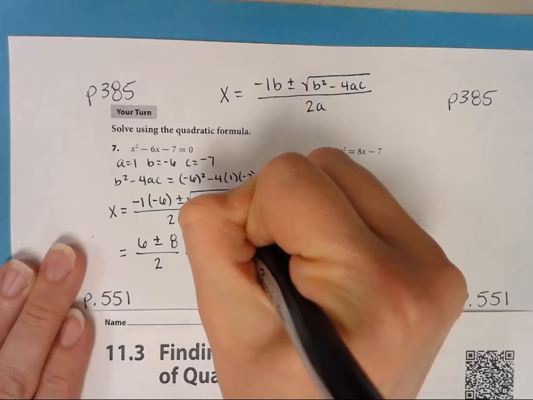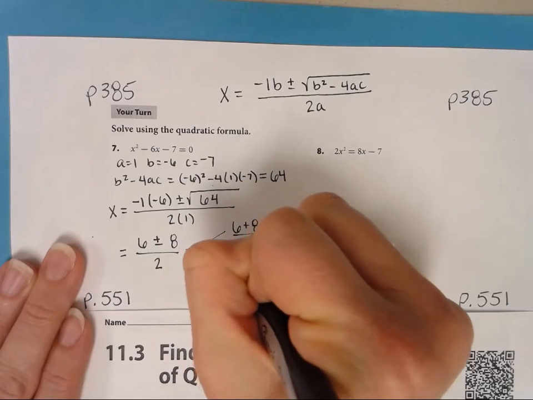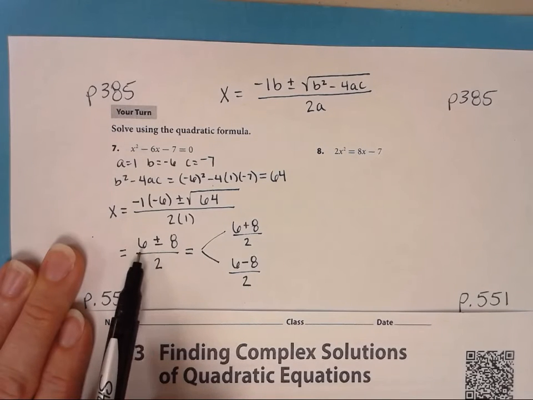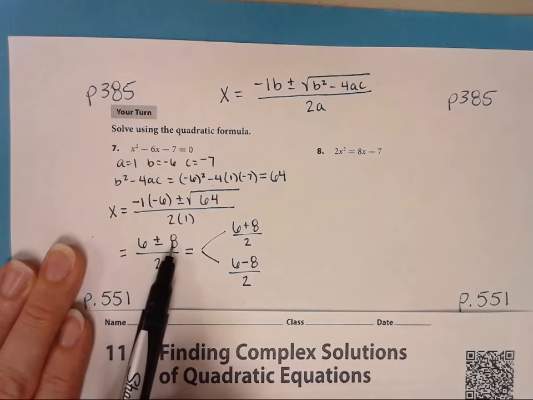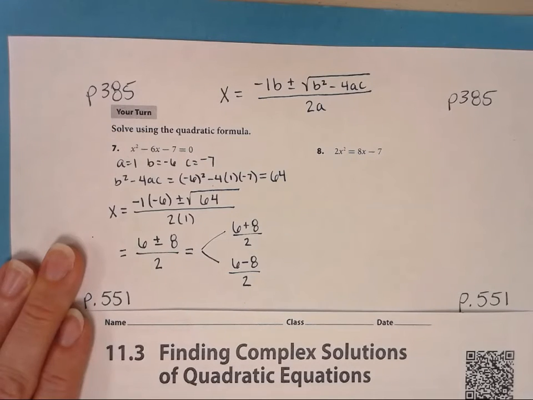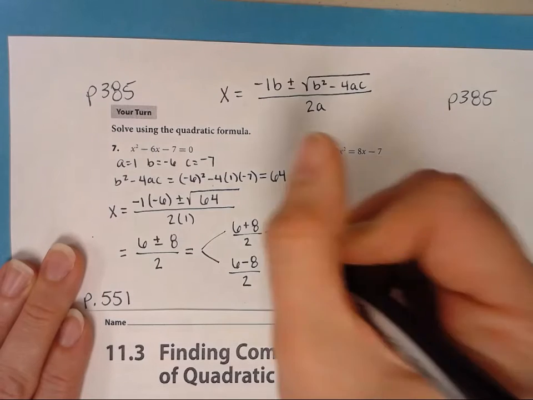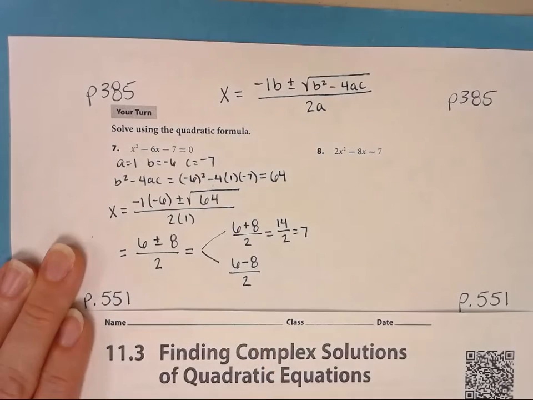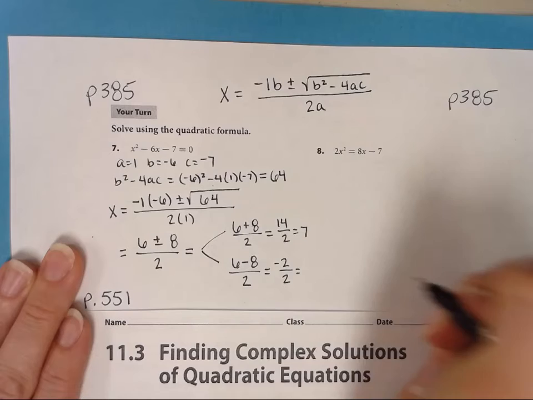6 plus 8 divided by 2, and 6 minus 8 divided by 2. Using this symbol, it means plus or minus. So take 6 plus 8, keep your divided by 2, and 6 minus 8, again, keeping your divided by 2. 6 plus 8 is 14. Divide by 2, that gives us 7 as one of our solutions. 6 minus 8 is -2. Divided by 2 gives us -1.